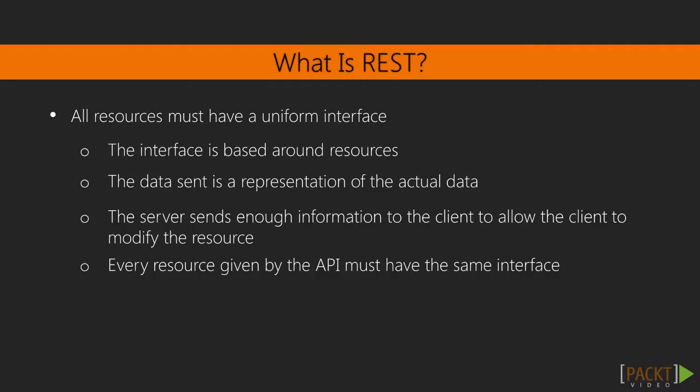The third constraint is that all resources provided must have a uniform interface. There are many different parts to this constraint. One, the interface is based around resources, which are models in our case. Two, data sent by the server is not the actual data in the server, but a representation. For example, the actual database is not sent with each request. Instead, a JSON abstraction of the data is sent.